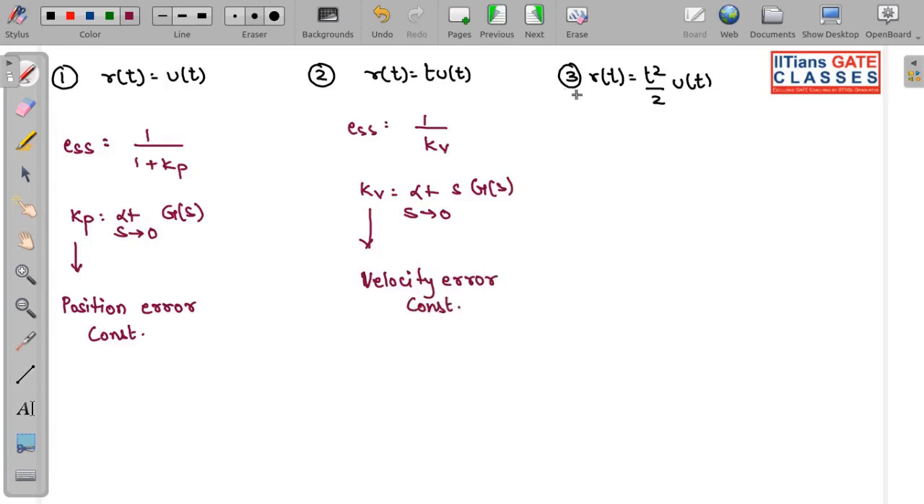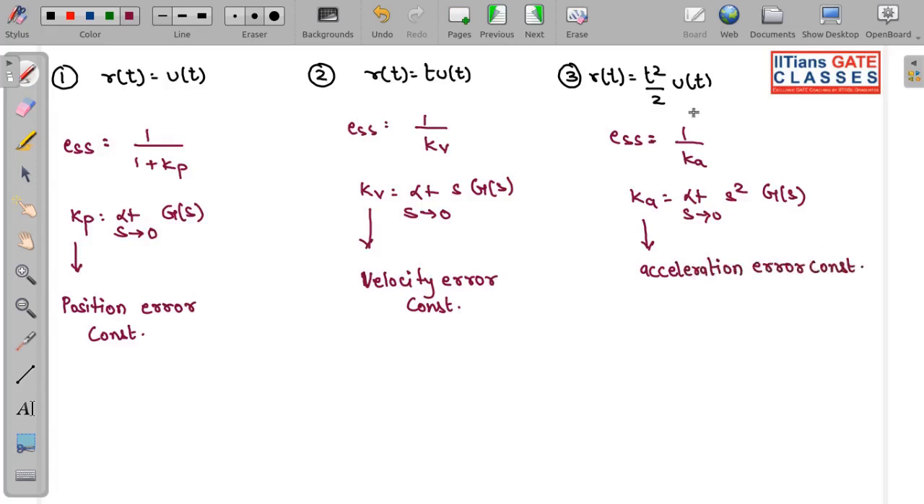Third we have over here is parabolic input. For this our ESS is equal to 1 by Ka, where Ka is equal to limit s tends to 0 of s square G(s). So this is your acceleration error constant.